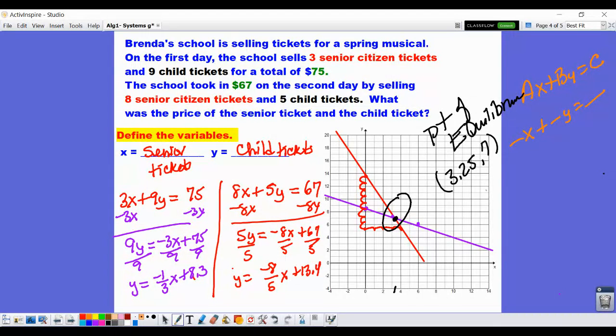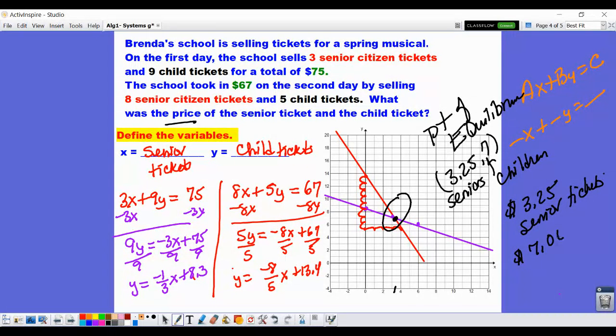Well, what does that mean? Remember, we're talking about senior tickets and children's tickets, and they want to know the price. My x are the seniors, and my y are the children. So this appears to be that we have a price of senior tickets of $3.25, and a child ticket is going to be $7. Now, is that exactly perfect? Nope, it is an estimate.